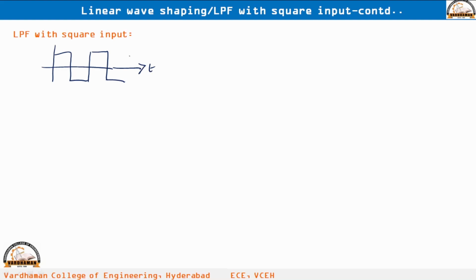If you observe this square input, you can see it is the repetition of pulses only. For one pulse, we know how the output will come. A series of pulses are there. So, whatever output we get in the case of one pulse can be taken in a continuous manner, because a series of pulses are there. So, we can take a series of responses of the pulse input to get the output of the square input for this low pass filter.